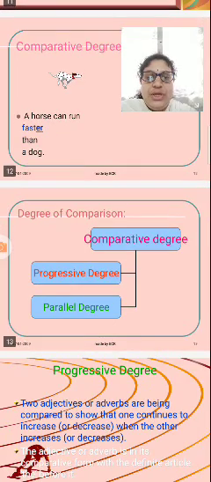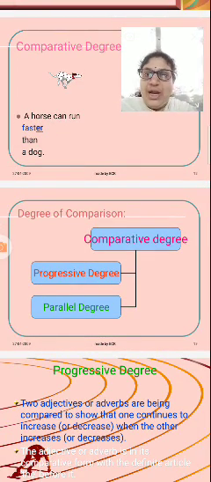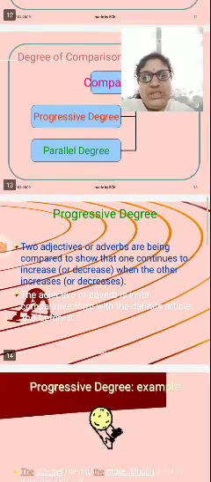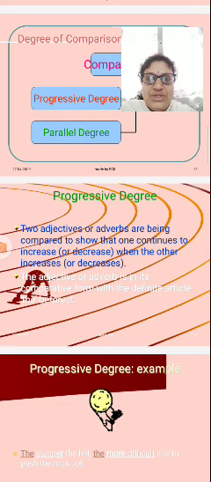Here the comparative degree has two kinds: the progressive degree and the parallel degree. One is the progressive degree and the second one is the parallel degree. Now we are going to see what the progressive degree is.